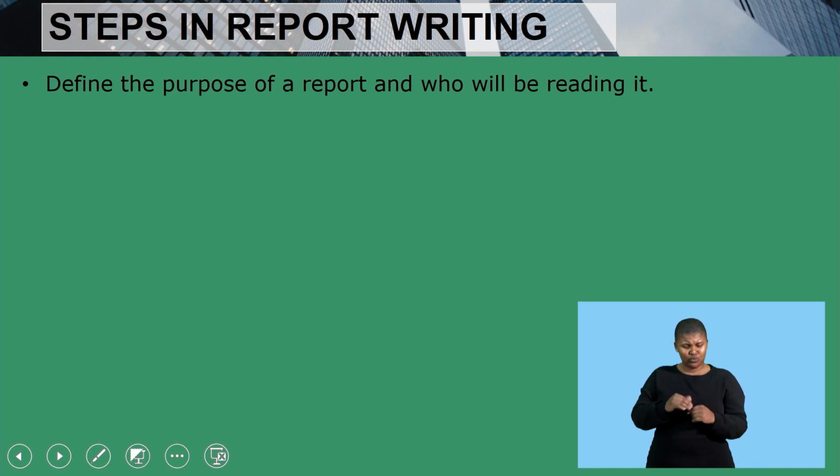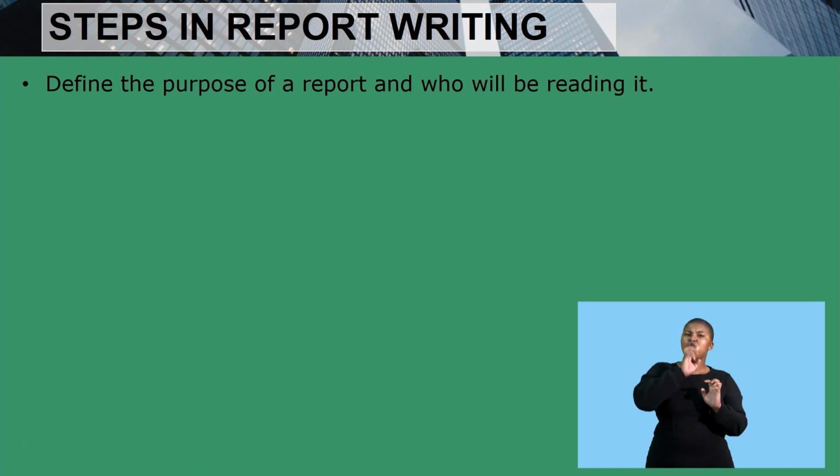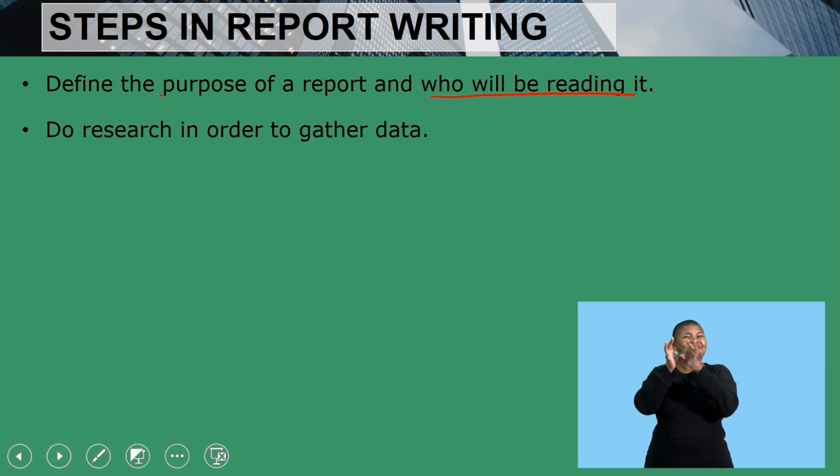So we are going to look at what steps you must follow when you write a report. Firstly, you need to define the purpose of a report and who will be reading it. So it's first the purpose and who will be reading it. When you write a report, you need to understand what it is that you are aiming to achieve with this report and who will be the reader of the report, the specific target audience of the report.